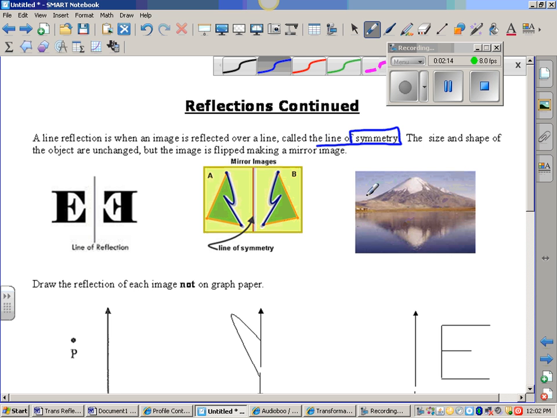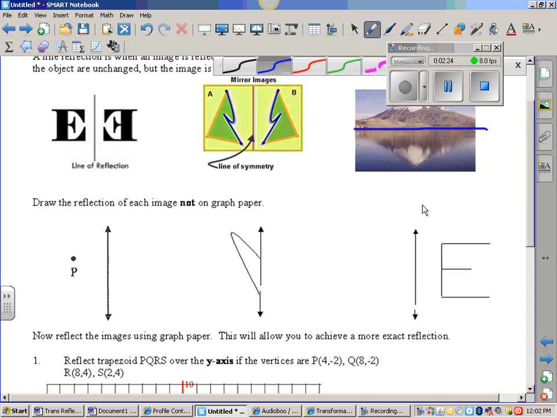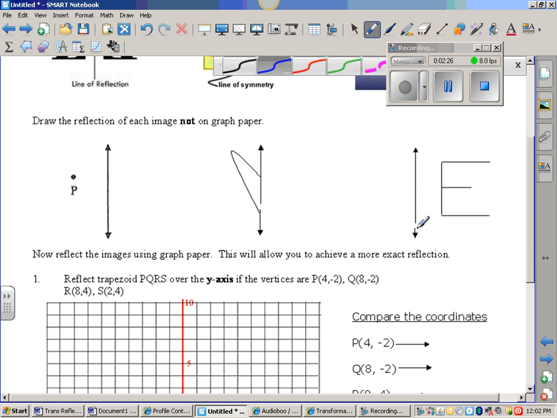And then you can also see reflections in nature. The line of symmetry would be right here where the ground meets the water, and then you end up with a perfectly symmetric image. Now, there's two types of reflections. You'll be expected to be able to do one with and without graph paper. If there isn't graph paper, you do the absolute best you can to reflect it over whatever line they're presenting.